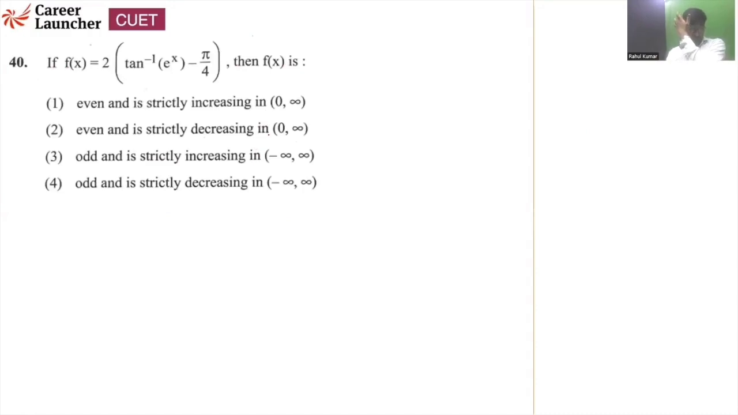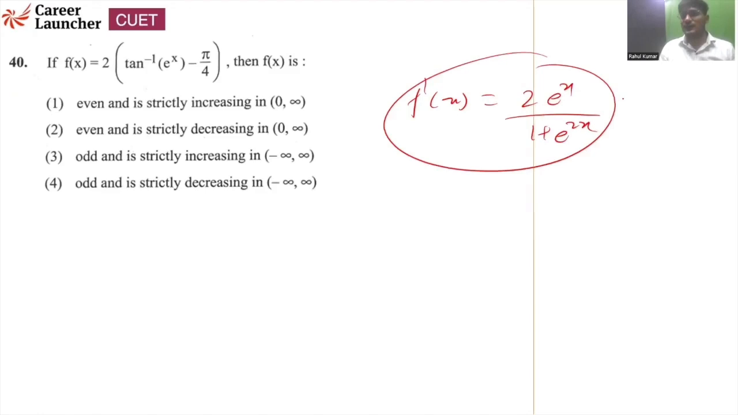It is odd, even, or strictly increasing, strictly decreasing. First, find the derivative of this function. So its derivative will be 2e^x divided by 1 plus e^(2x). This is always greater than 0. So as its derivative is always greater than 0, you can say that it is strictly increasing, and in which interval? From minus infinity to plus infinity. So by default, option 3 is the correct answer.